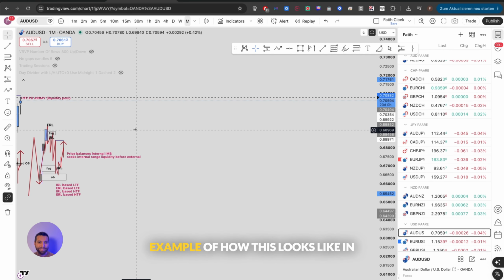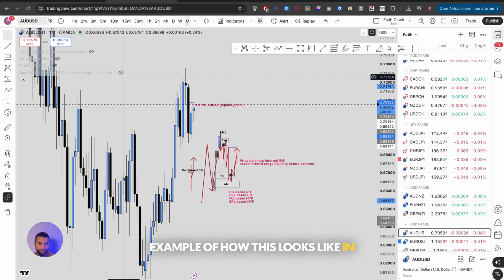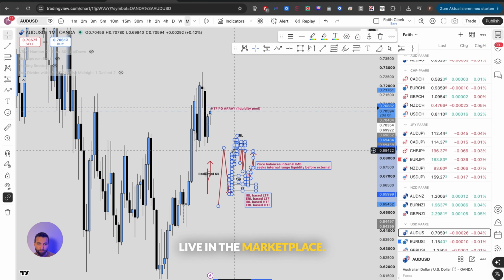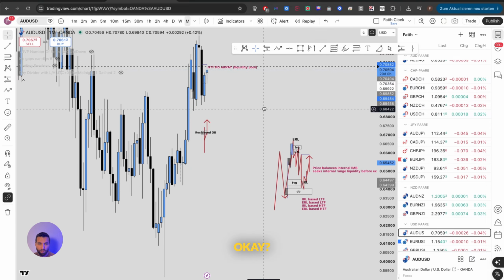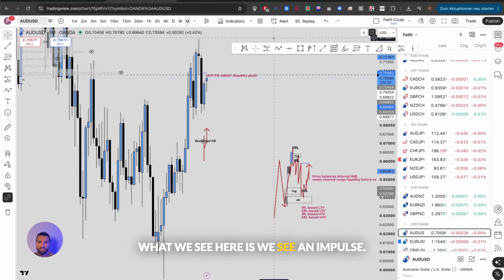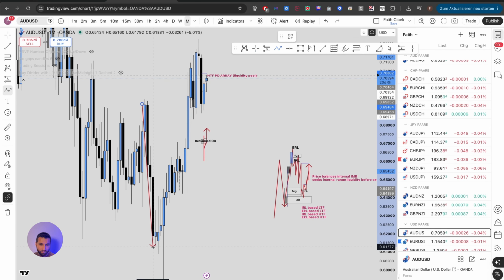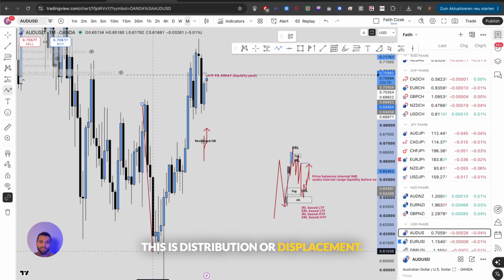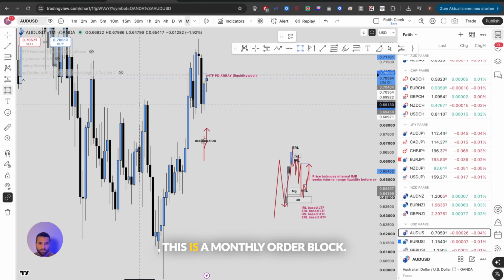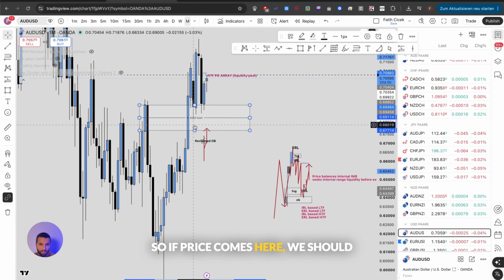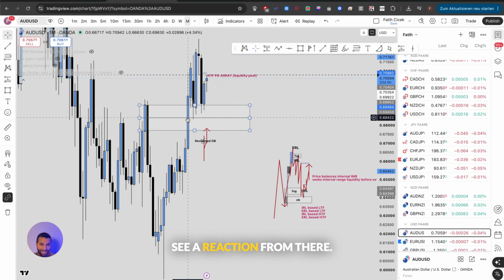Now let me give you an example of how this looks live in the marketplace. So this is the monthly chart of AUD/USD. Okay, what we see here is an impulse. This is distribution or displacement. And the very last candle here, that is an order block. This is a monthly order block. So if price comes here, we should see a reaction from there.